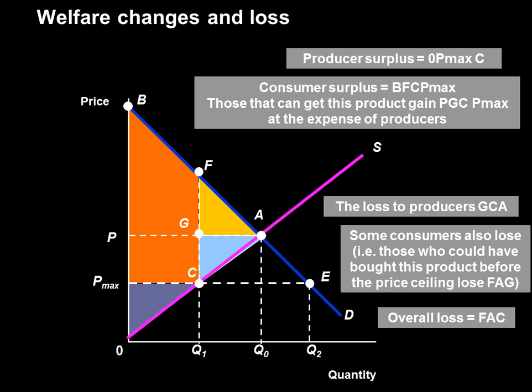And there are, of course, losers from the point of view of consumers, because consumers would buy Q0 to Q1 more if the market was working perfectly. So there is some consumer surplus loss that's equivalent to FGA. And that's the overall loss, really, that both consumers and producers lose out. The deadweight loss or overall loss is equal to FAC because of this rent control.